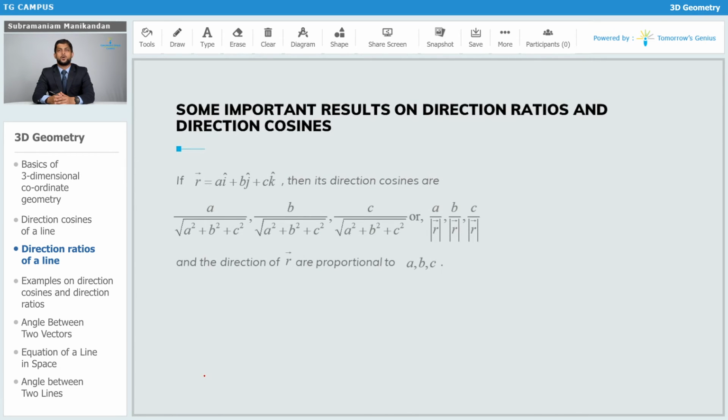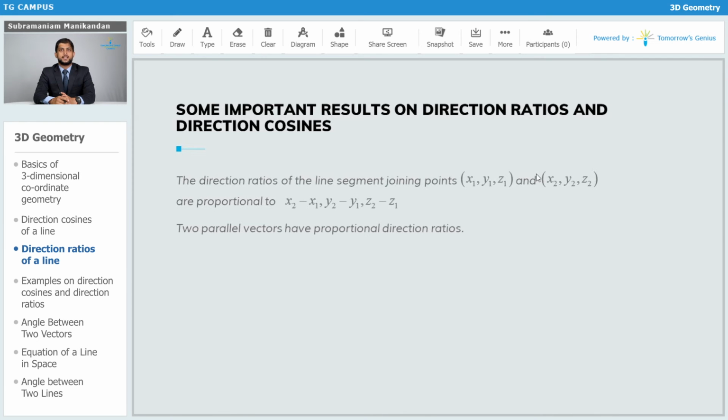Another important result on direction cosines and direction ratios: if r bar is equal to a i cap plus b j cap plus c k cap, then its direction cosines are a by root a square plus b square plus c square, b by root a square plus b square plus c square, c by root a square plus b square plus c square. That is, a divided by magnitude of r bar, b divided by magnitude of r bar, c divided by magnitude of r bar.